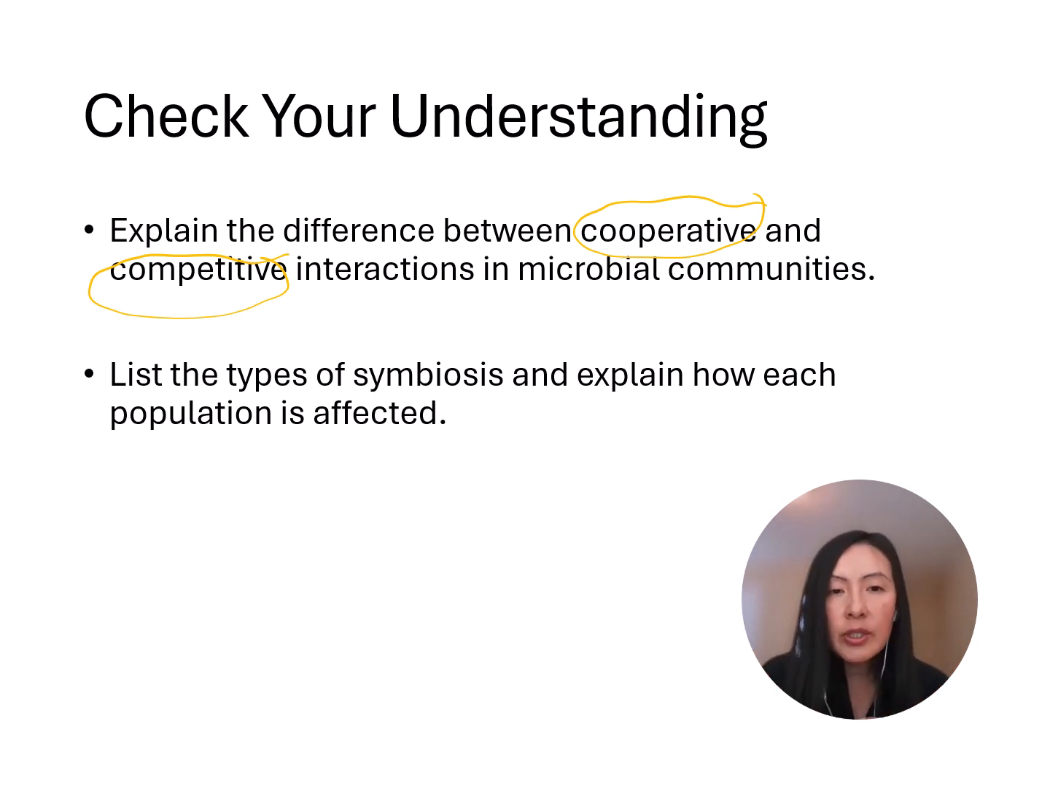In the second checkpoint question, we have: list the types of symbiosis, explain each one. Go back and look at that chart. We talked about mutualism, where both populations benefit; amensalism, where one is harmed and the other's unaffected; commensalism, where one benefits and the other is unaffected; neutralism, where neither population's affected; and parasitism, where one benefits but the other is harmed. And make sure you can give some examples for each one.